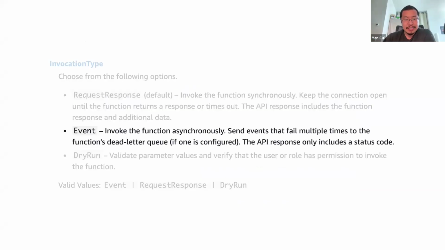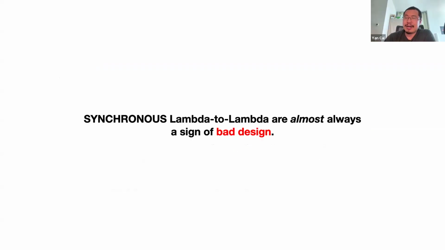Or you can do async invocation. So you can say fire and forget, in which case the Lambda service is going to take your request, put it onto an internal queue, and later on it's going to get processed. The function's code is actually going to get invoked. So when it comes to invocations, synchronous Lambda-to-Lambda calls are pretty much always a bad sign. It's almost always a bad design. There's maybe one or two exceptions, but by and large, when you see synchronous Lambda-to-Lambda calls, think, okay, this is a bit of a red flag here.